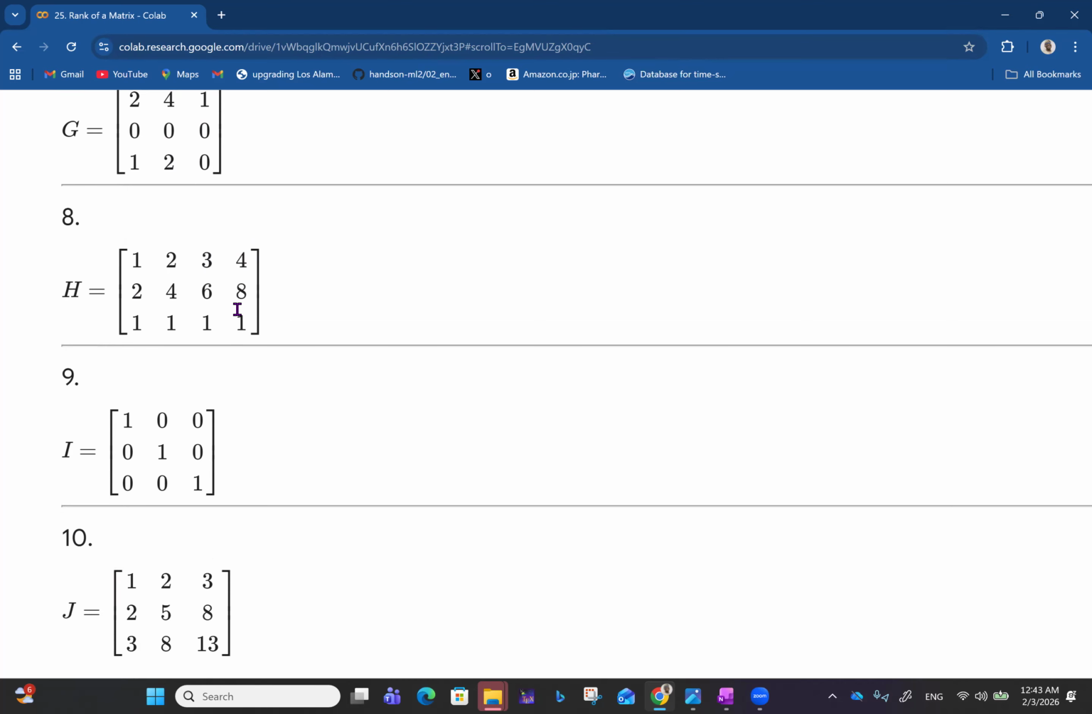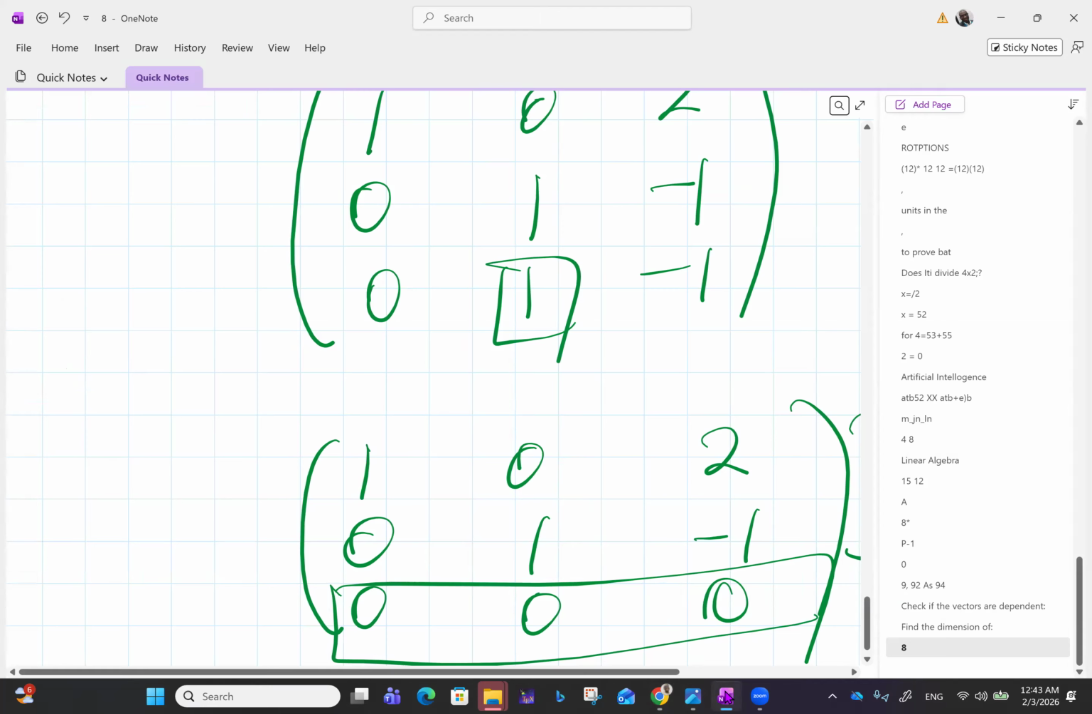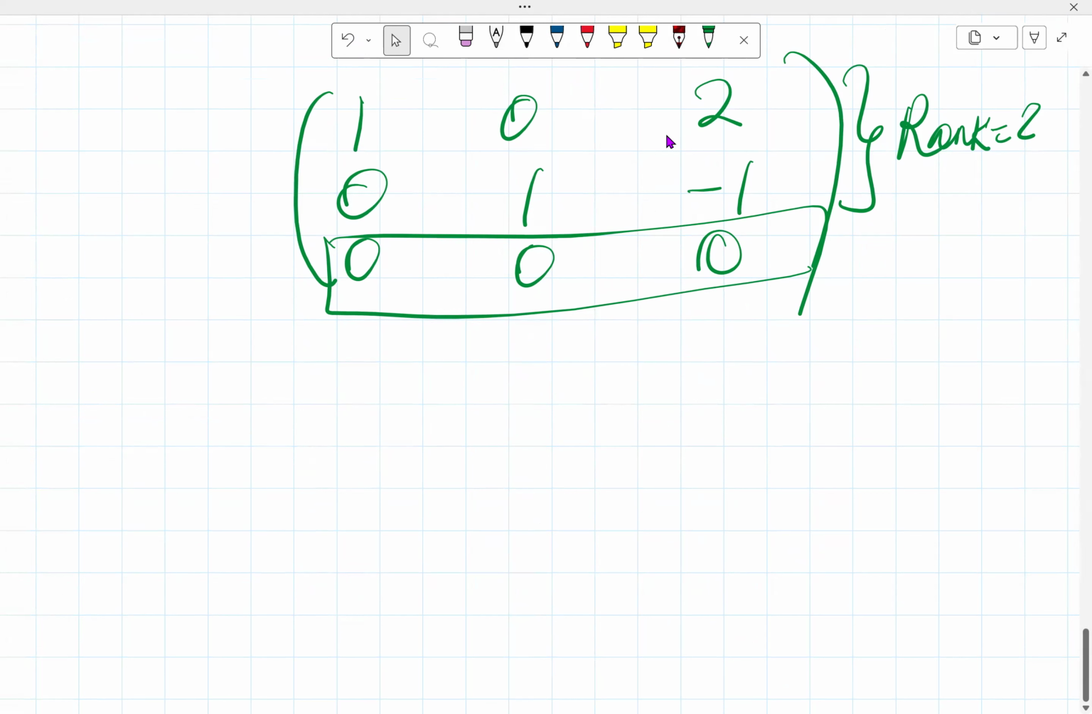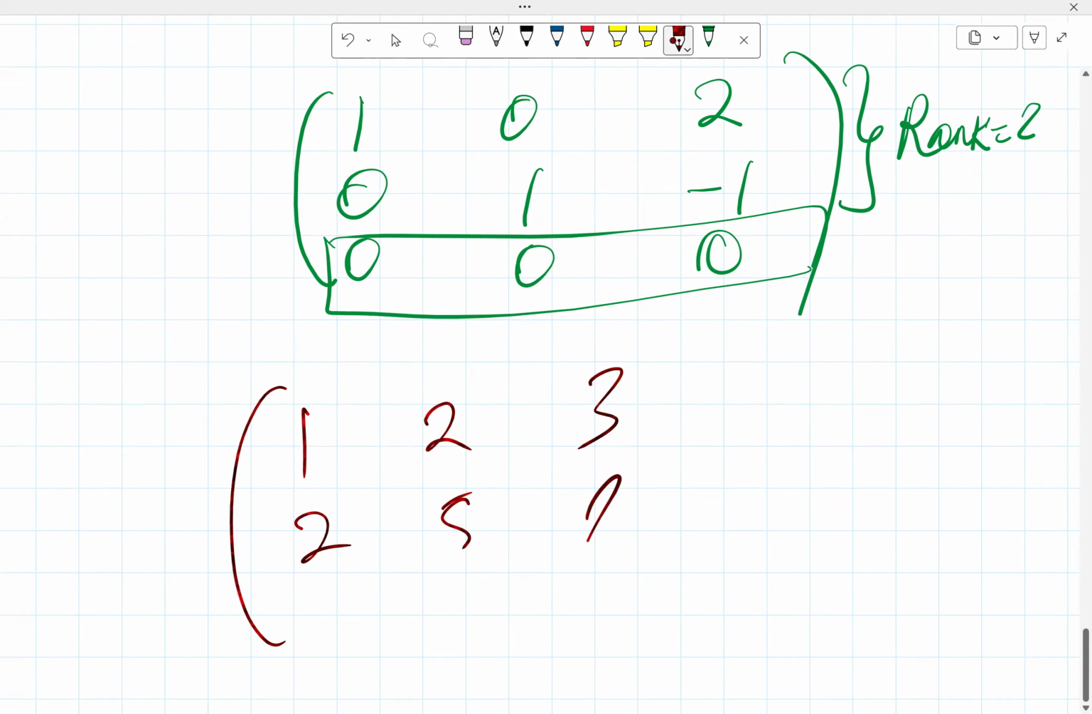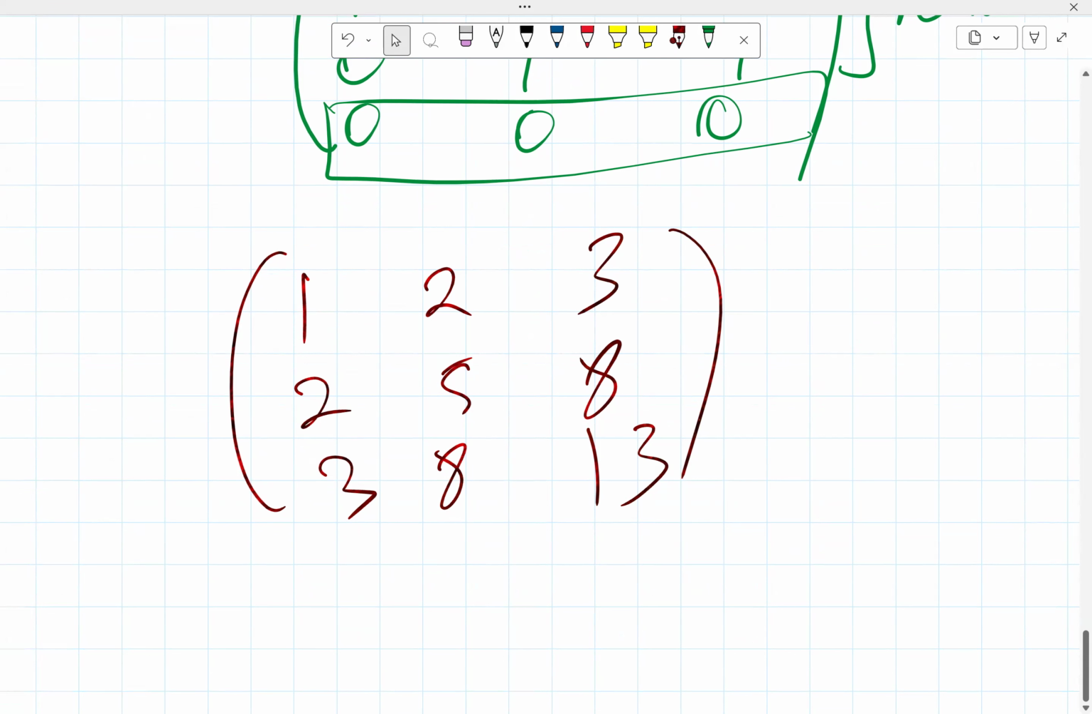All right. Maybe I'm tempted to do this other one. 1, 2, 3, 2, 5, 8, 3, 8, 13. So we want to check the rank.